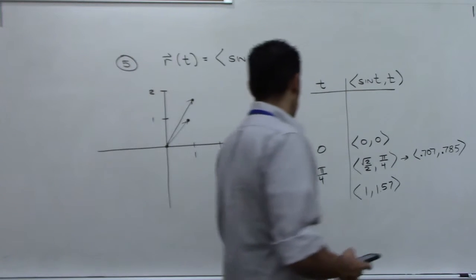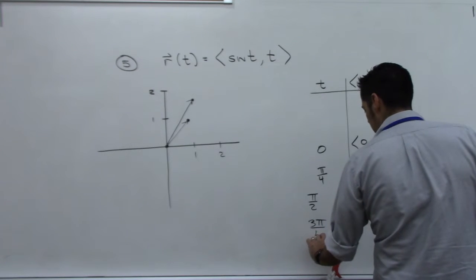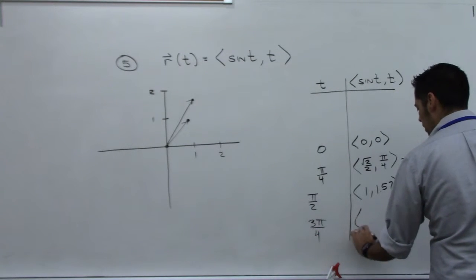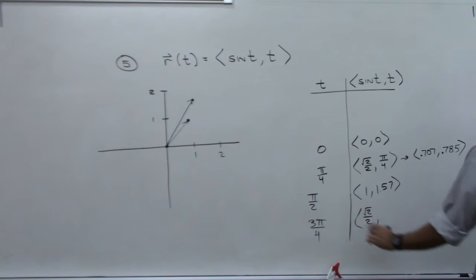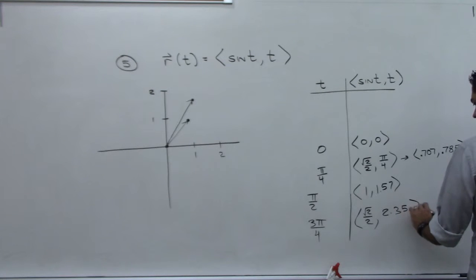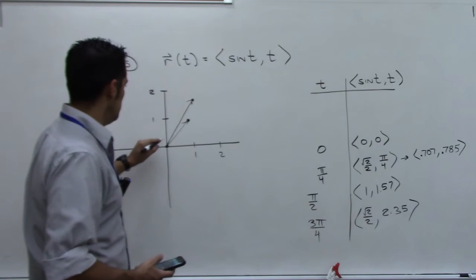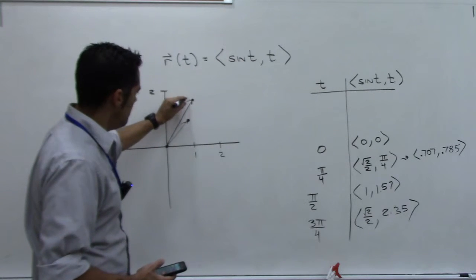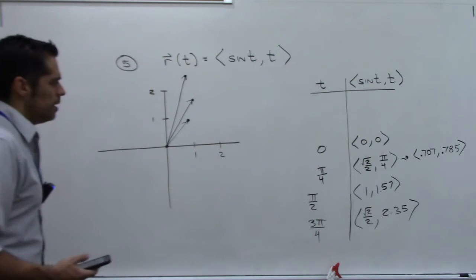And then let's do 3 pi over 4. So sine of 3 pi over 4 is still root 2 over 2. And 3 pi over 4 is 2.35, something like that. So I'm at root 2 over 2, which is 0.707. So it's here, but now I'm up 2.3, so I'm about right here now.